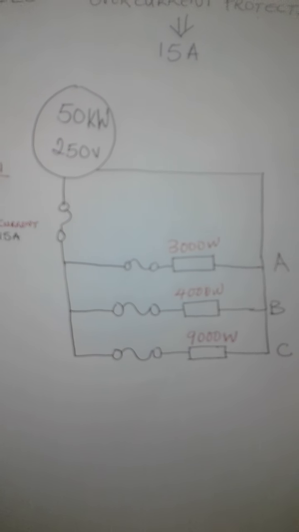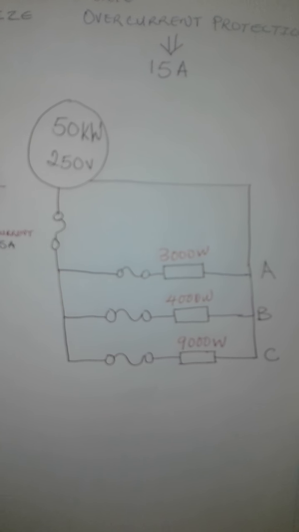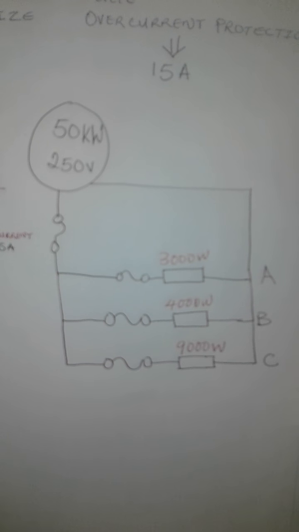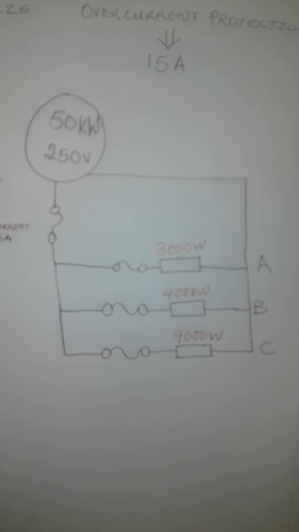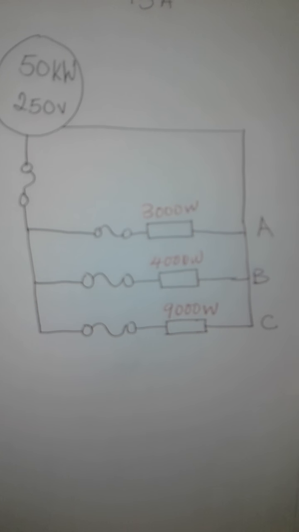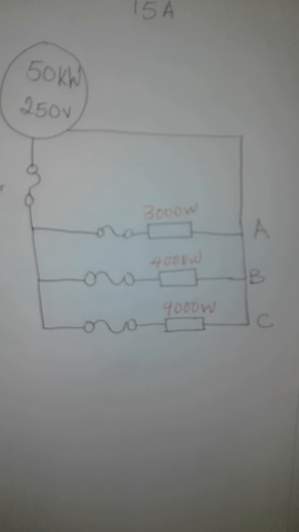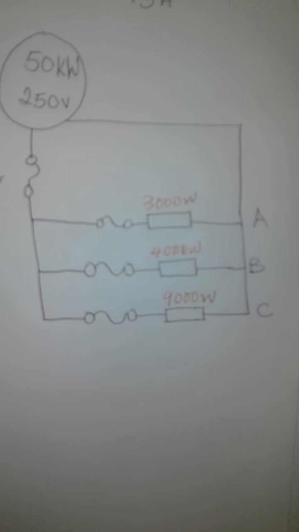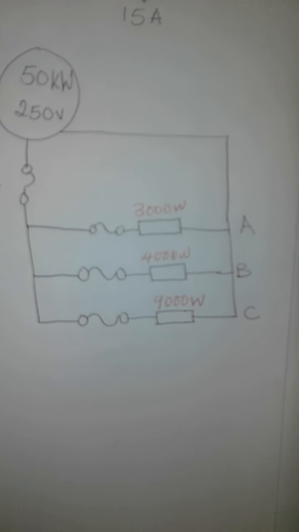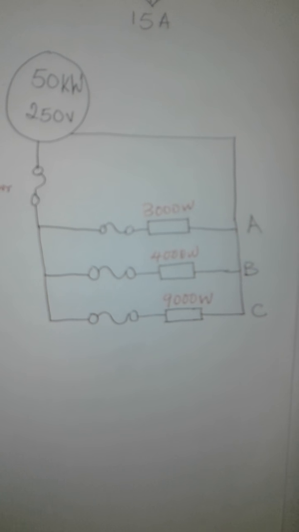So here we see we have a 50 kilowatt generator that supplies 250 volts as well. On circuit A, we have 3000 watts of power. Circuit B, we have 4000 watts of power, and circuit C, we have 9000 watts of power. Now, let's calculate the amount of current that is supplied on circuit A given 3000 watts at 250 volts.